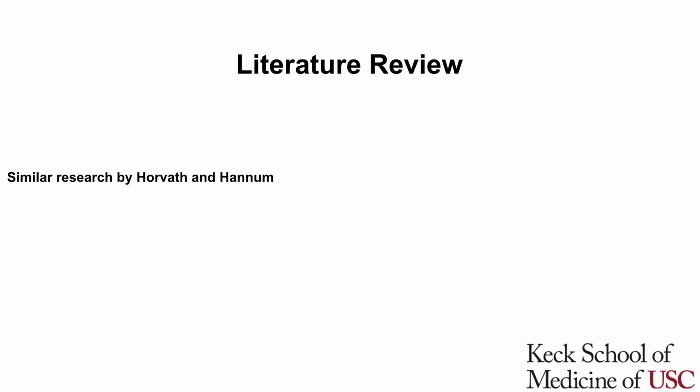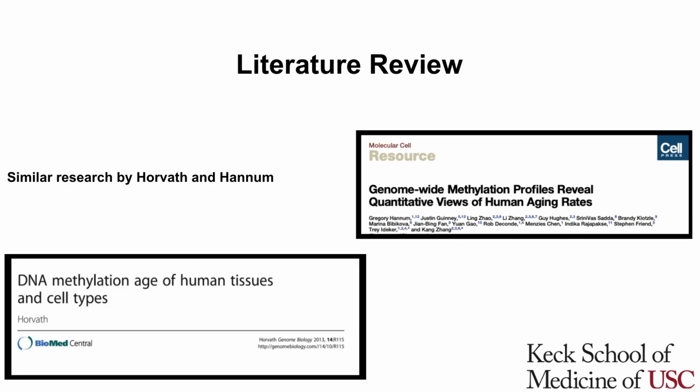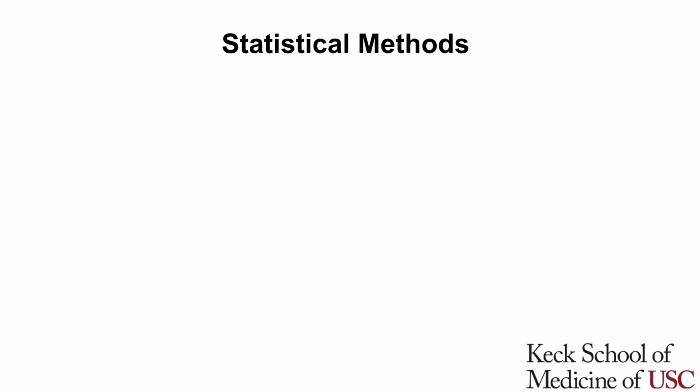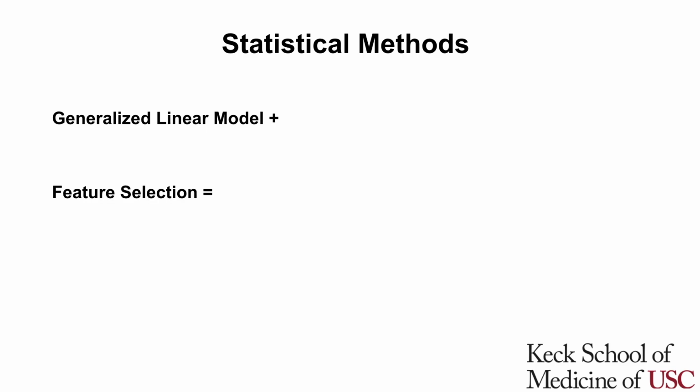Similar research has been produced by Dr. Steve Horvath and Dr. Gregory Hannon. Our novelty comes in the addition of metafeatures to improve on existing models. Because we are interested in creating a generalized linear model, while imposing the necessity of feature selection, the optimal choice of model is a regularized regression model. This will help us choose which CpG sites are the most important for predicting age.